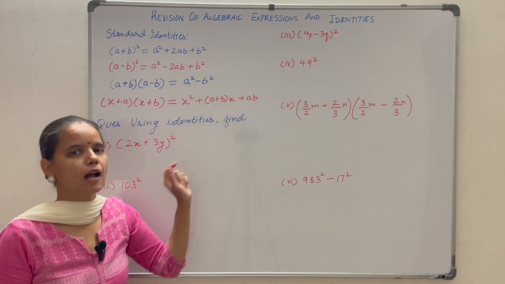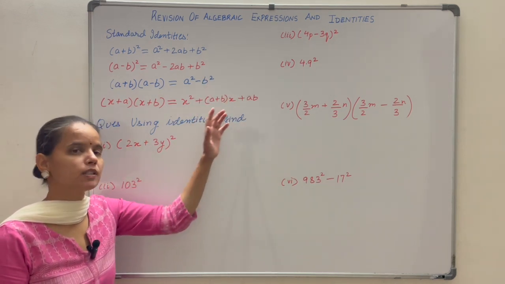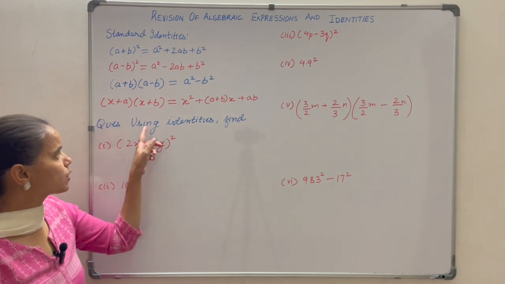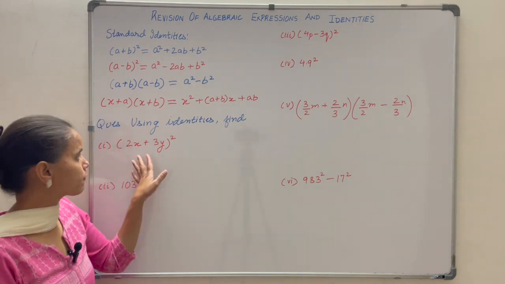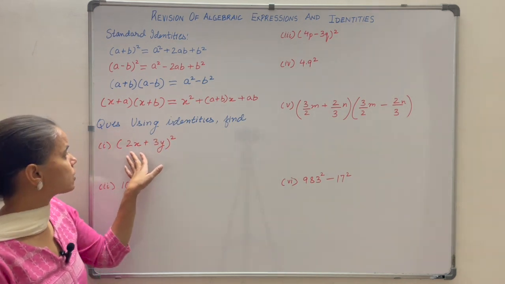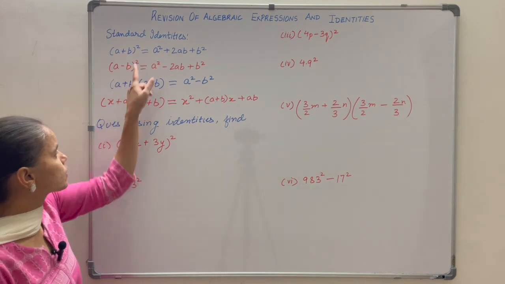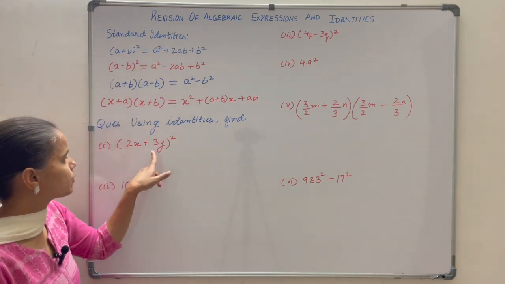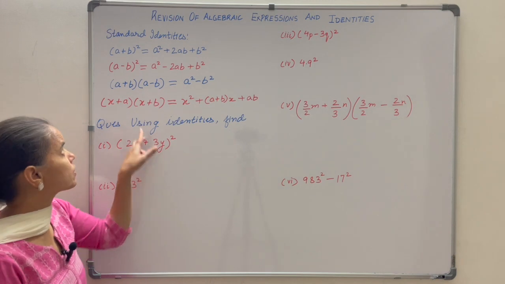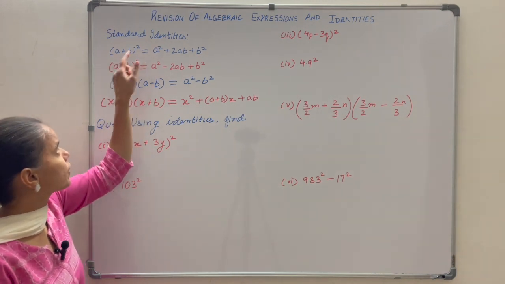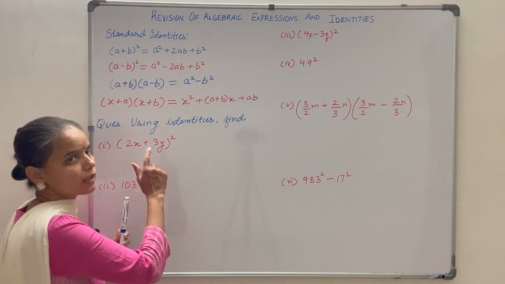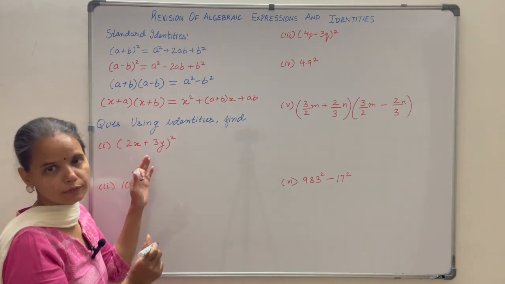Let us discuss these identities one by one with the help of these questions. So here it says using identities find. You have to find this. So this matches with (a plus b) whole square because here it's a plus sign and you need to find out the square of this. Here also it is a plus sign and you need to find out the square. So using (a plus b) whole square identity, let us find out this.